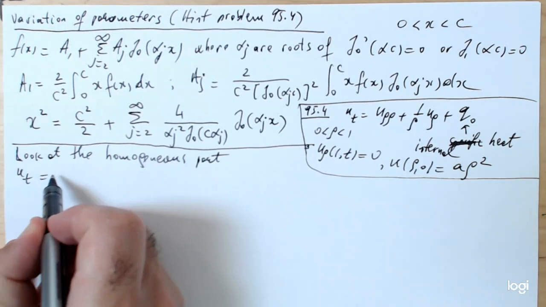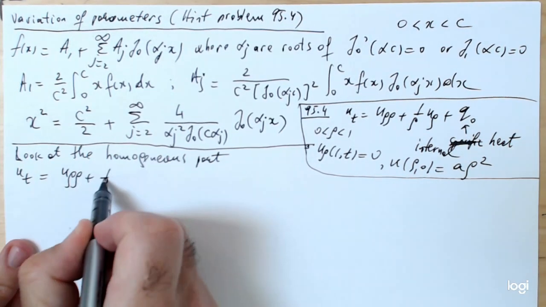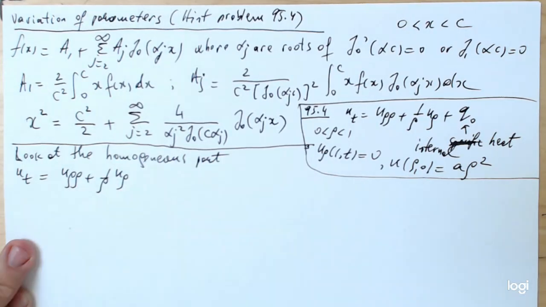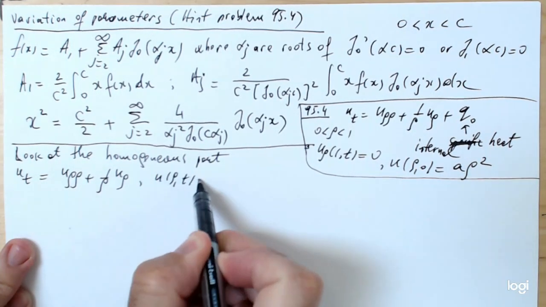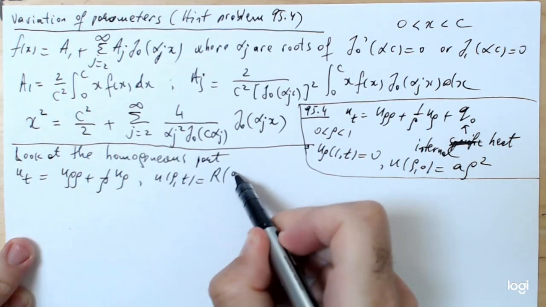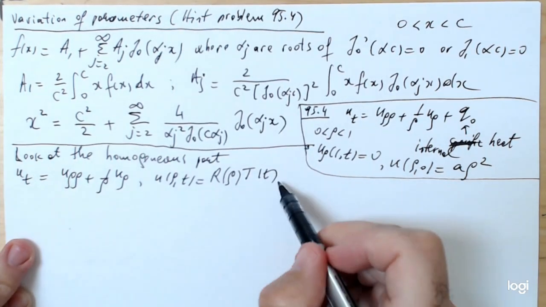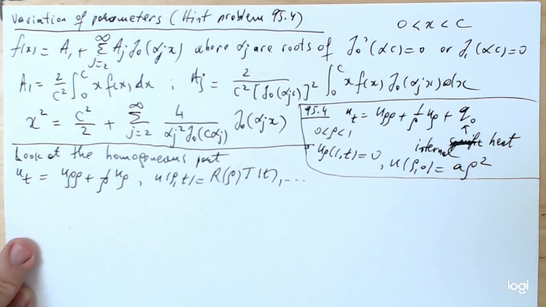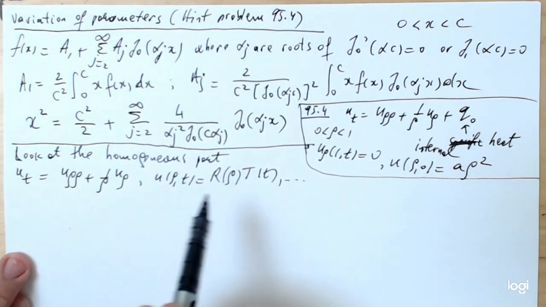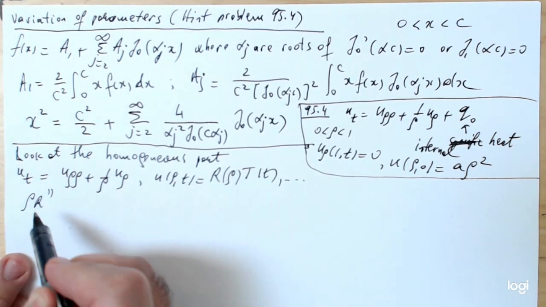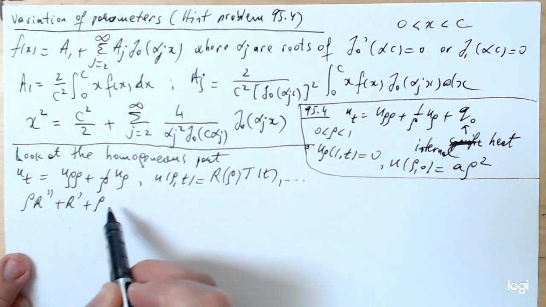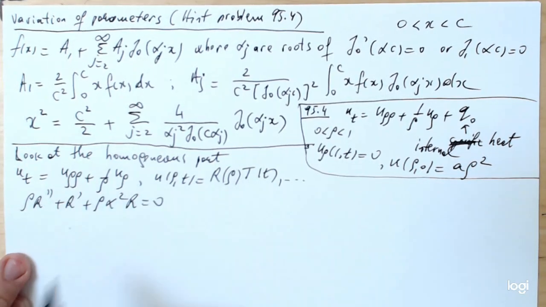The homogeneous part obviously should be familiar to you already. So if we drop Q naught temporarily, and remember how it goes from here, we take a product form for the solution, and we're going to skip some intermediate steps because we know already where this goes. The Sturm-Liouville problem, the equation in R, ends up being rho R double prime plus R prime plus rho alpha squared R equals 0. Alpha squared was the separation constant, and so on and so forth.